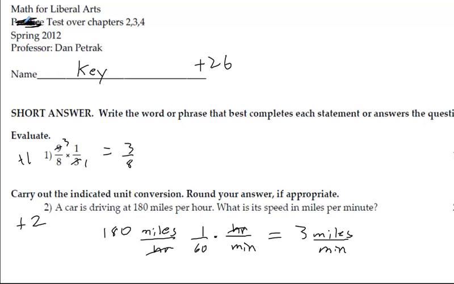First question here, very straightforward, multiplying fractions. It's realizing you multiply straight across. So 9/8 of 1/3 is 3/8.